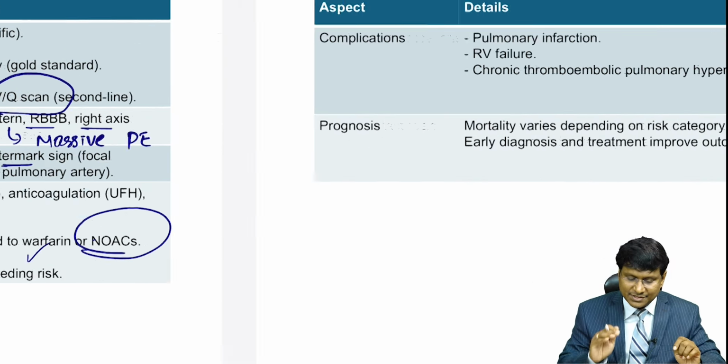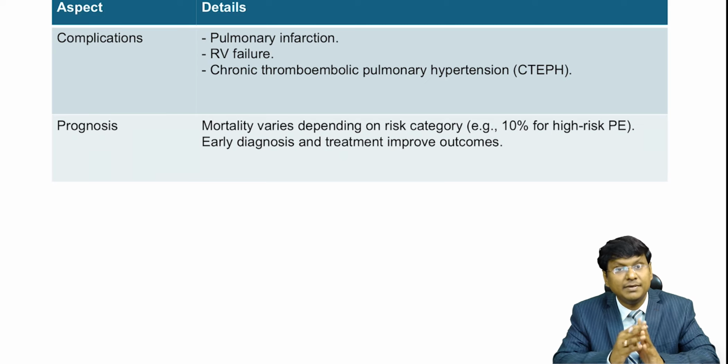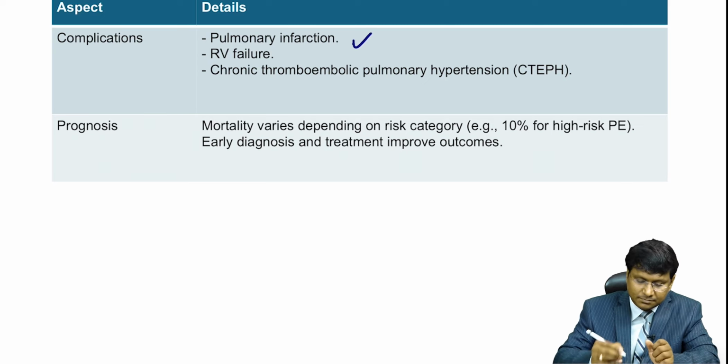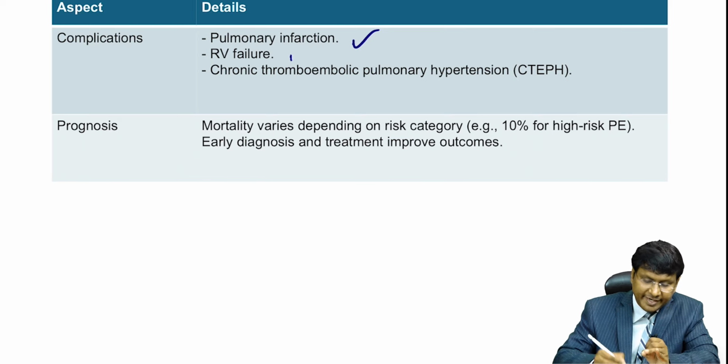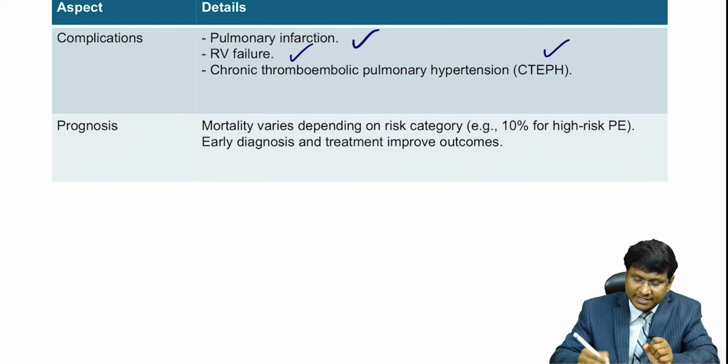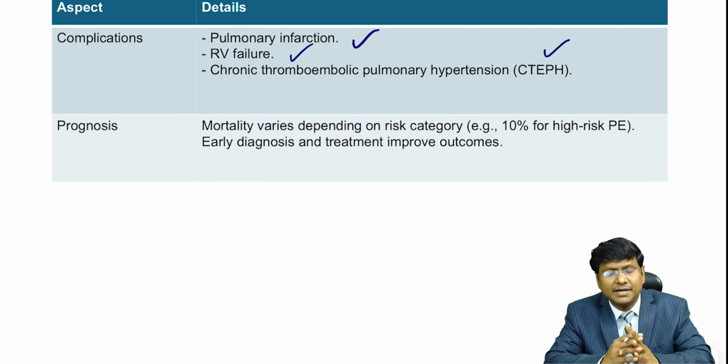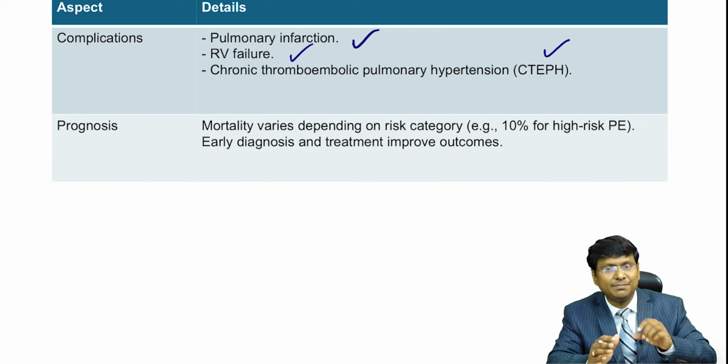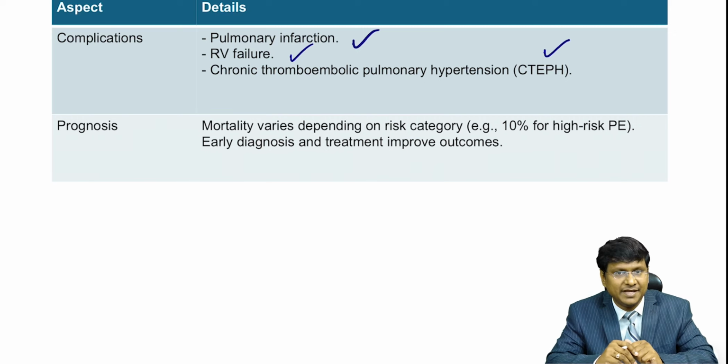Then what are the complications of the pulmonary embolism? The complications of pulmonary embolism: pulmonary infarction, right ventricular failure, and there can also be development of chronic thromboembolic pulmonary hypertension. So these will be the complications that you observe in patients with pulmonary embolism.